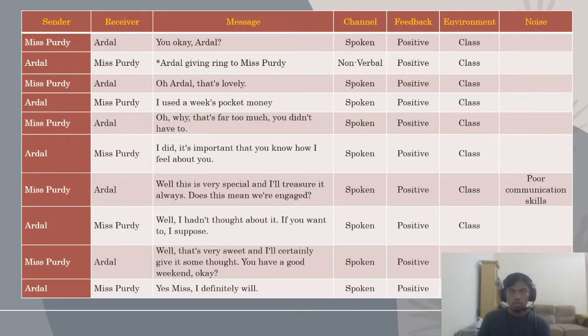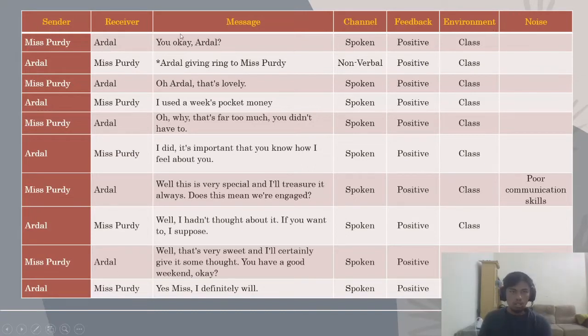The feedback is how the receiver received the message. Did he understand it or did he not? The environment is where the conversation is carried out, and the noise is the miscommunication that happens, the noise that interrupts the communication.